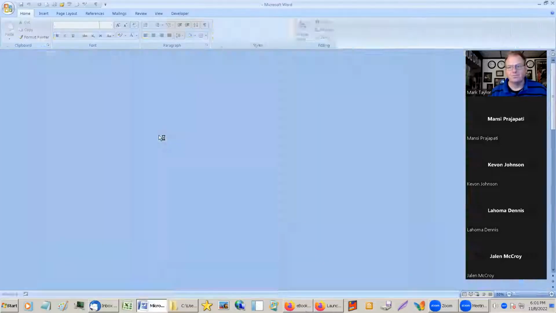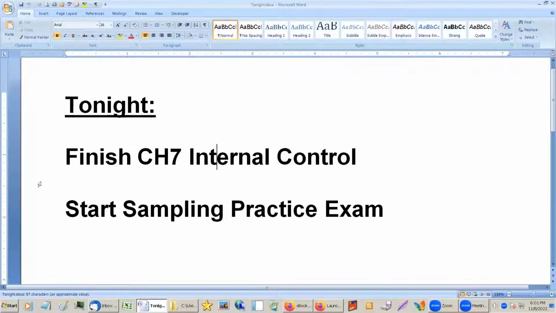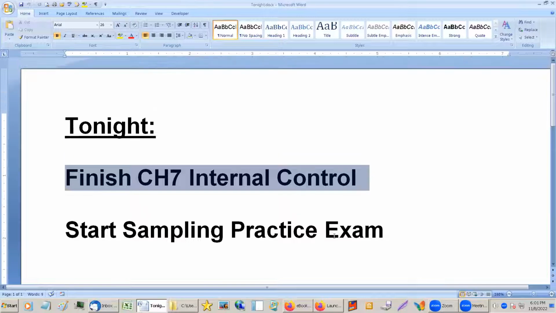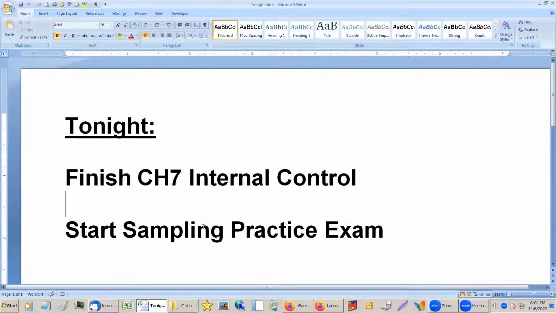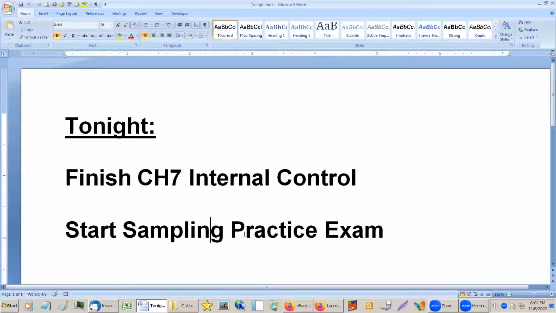What we're going to do today: finish chapter 7, internal control. We might not finish it, but we'll give it a shot. And then we're going to start the sampling practice exam. The sampling practice exam will be very similar to what you're going to get on the regular exam. So this is going to be the practice exam. It'll give you a heads up and a little bit of a roadmap when you're doing the other one.